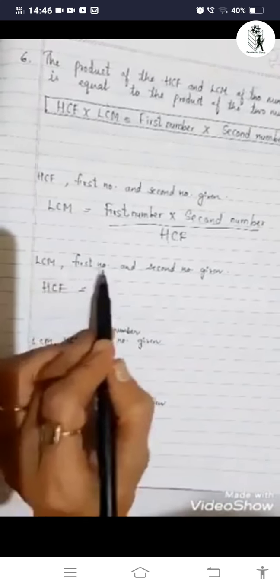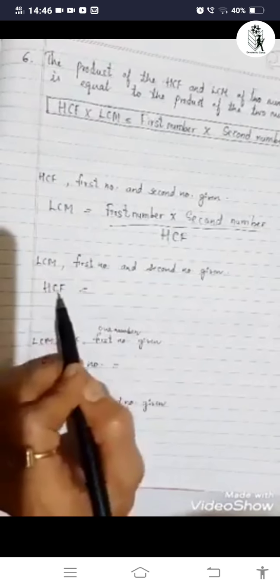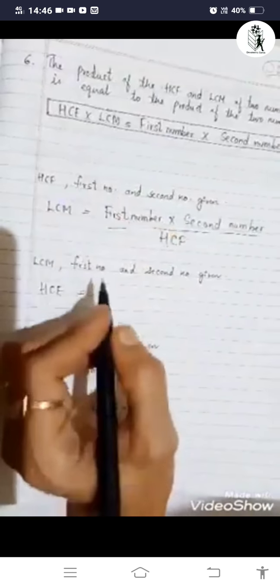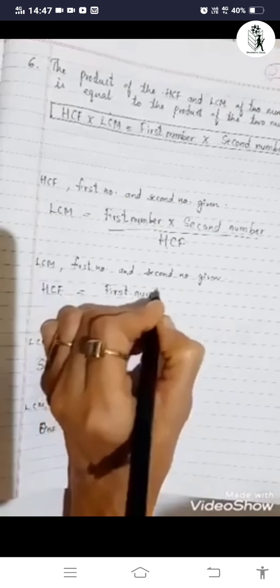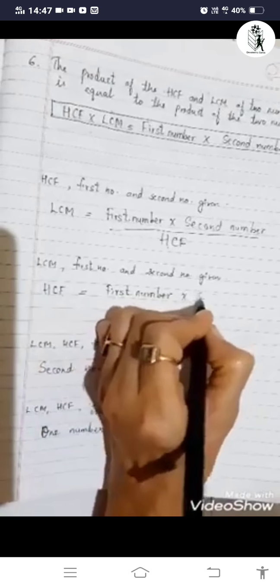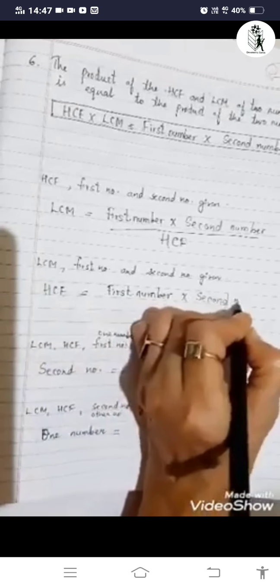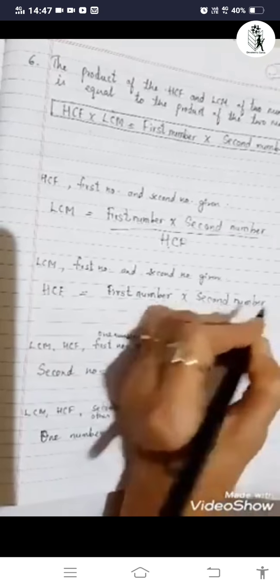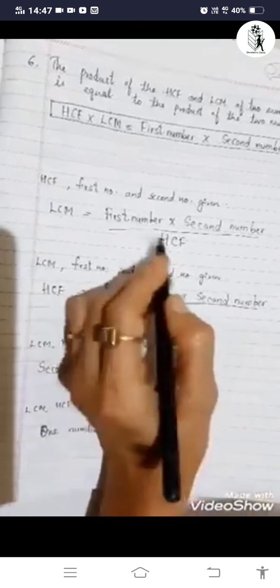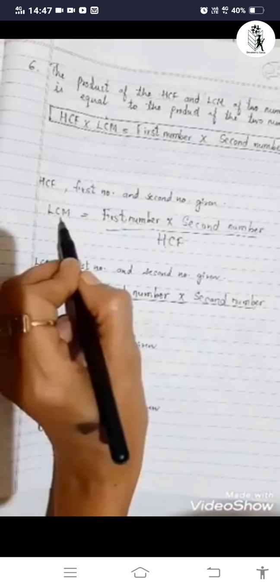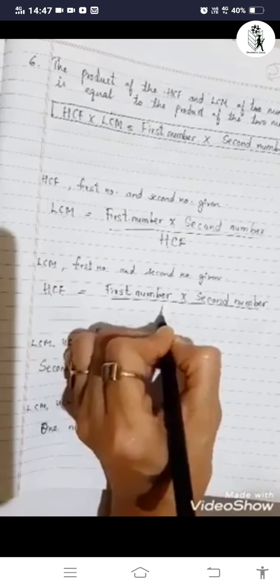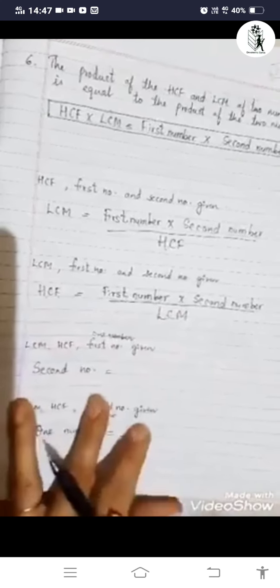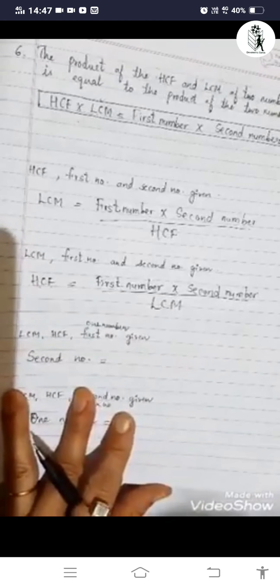Now if the LCM, first number and second number are given and we have to find the HCF, again as per this, what will be the rule? First number multiplied by second number. Here it was upon HCF because we wanted to find the LCM. Now we want to find the HCF, so your denominator will be the LCM. This is the formula that you have to use.